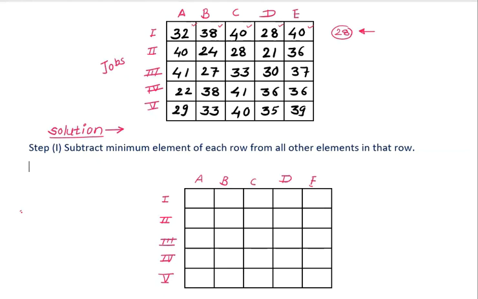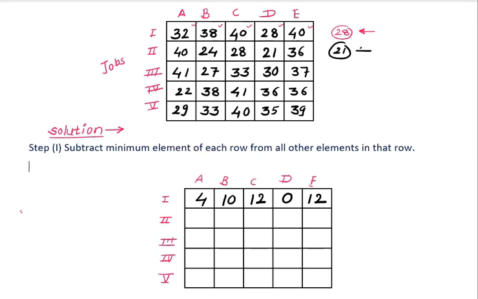32 minus 28 is 4. Then 38 minus 28 is 10. 40 minus 28 is 12. Then 28 minus 28 is 0. 40 minus 28 is again 12. Then what is the smallest entry in the second row? 40, 24, 28, 21. So 21 is the smallest.